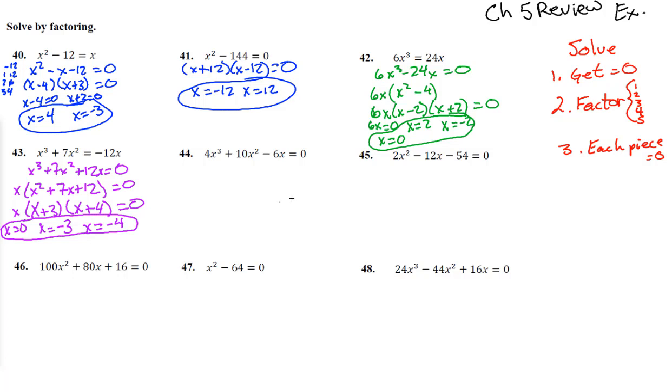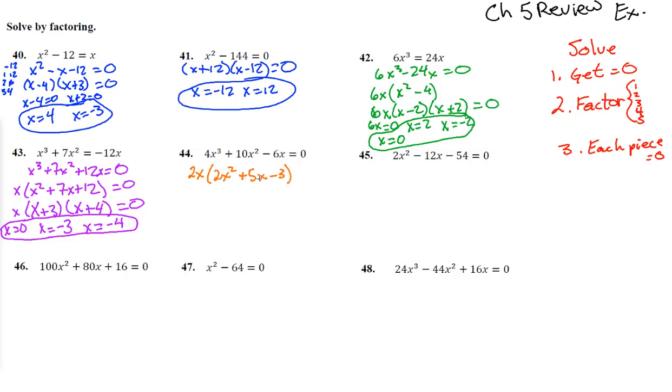All right, number 44. 4x cubed plus 10x squared minus 6x. We got it equal to 0. Check. Step 1 is done. Now let's factor. Is there anything common? It looks like a 2 and an x can come out. And we're left with 2x squared plus 5x minus 3.